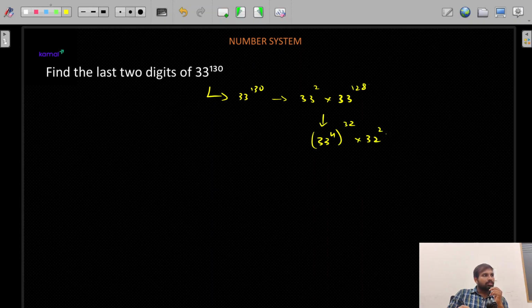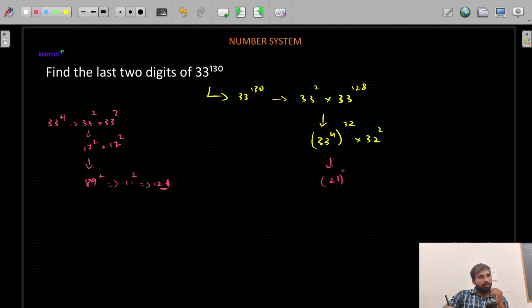So 33 power 4 is equal to 33 square into 33 square. I can replace this 33 square as 17 square into 17 square. What is the last two digits for 17 square? It is 89. So 89 into 89 will become 89 square. 89 square is equal to 11 square because 89 is 11 less than 100. So 11 square is 121, and the last two digits are 21. So eventually it will become 21 power 32 into 33 square. For the last two digits of this number, 1 and 2 twos are 4. So 41 into 33 square.